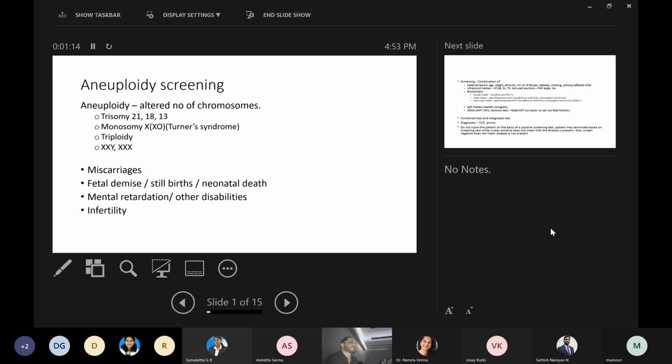So these can lead to miscarriages or at a later stage in pregnancy, fetal demise. The baby may be born dead, stillborn, and may die earlier within 28 days of life. That is neonatal death. So that is the effect aneuploidy can have. Even if the baby survives, the baby will have mental retardation and several other forms of disabilities, and it can lead to infertility in the mother, secondary infertility.